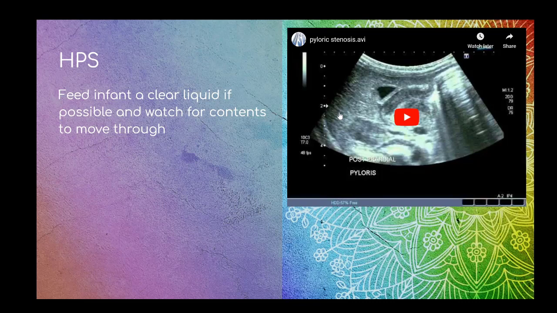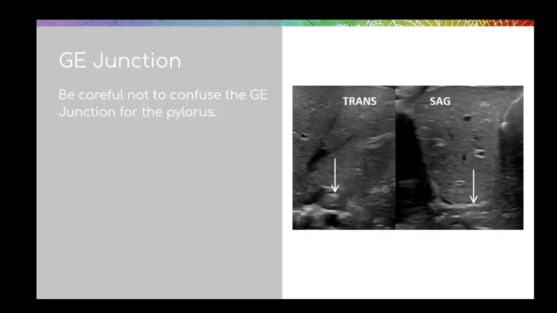There's no reason to feed the baby or to take any more pictures because we've already proven that it's not pyloric stenosis. However, if you find the pylorus and it looks kind of thick or it measures kind of thick and you don't see anything moving through, then we really want to make sure that we're feeding the baby some sort of clear fluid just to double check that nothing is getting through. So this video here is going to show us an example of fluid moving through the pylorus.